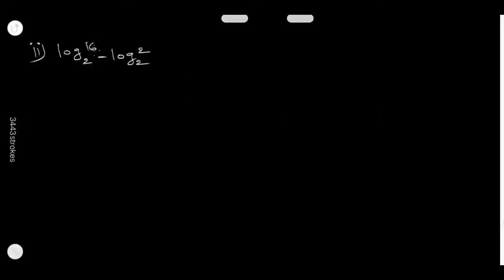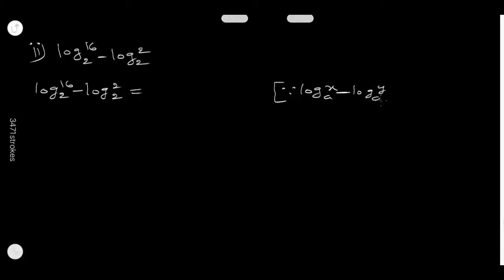Next, second problem, log 16 base 2 minus log 2 base 2. We have the formula log x to the base a minus log y to the base a equal to log x by y to the base a. This is called the quotient rule.